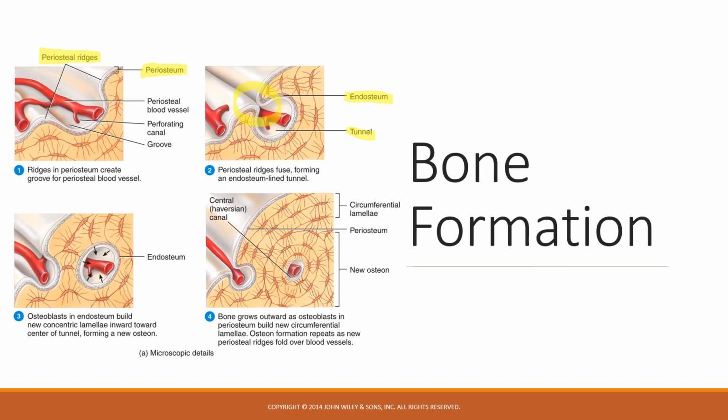Osteoblasts in the endosteum build new concentric lamellae inward. You can see that here. And this essentially creates a thinner tunnel, but it creates more thickness and it forms a new osteon. So this repeats as need be to increase the thickness of the bone. So here you can see another osteon being formed right here. It continues and continues, forming a thicker bone.